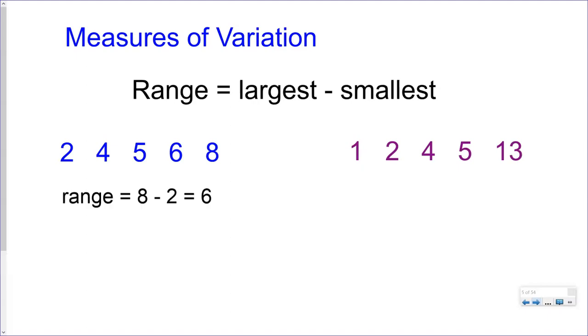The first one has a largest data value of 8 and a smallest of 2, so its range is 8 minus 2, or 6. The second set of data has a largest value of 13 and a smallest of 1, so its range is 13 minus 1, which is 12. If we have a larger range, then the data is more spread out from end to end.